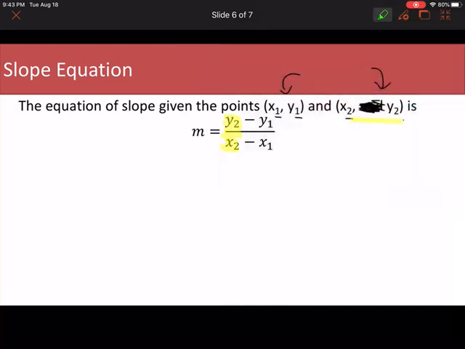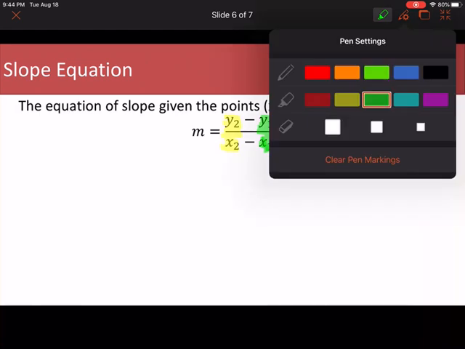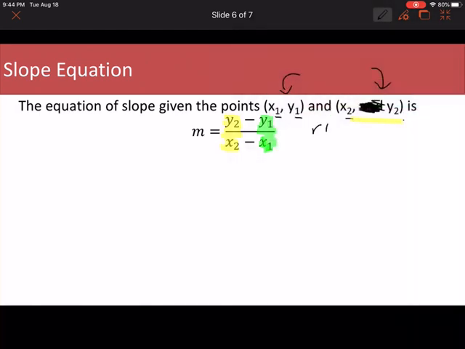Rise over run. Rise over run. Remember, the rise is the y's and the run is the x's. So please be careful. It's y over x. Some students get confused on that. So it's rise over run. You may also know it as delta y over delta x. For those who know rate of change, the change in y over the change in x. And we will use that term as we continue on.